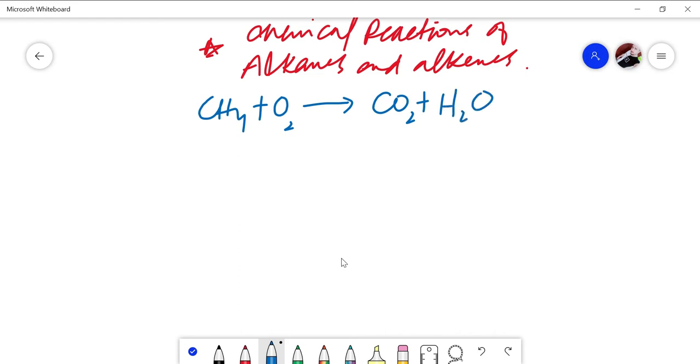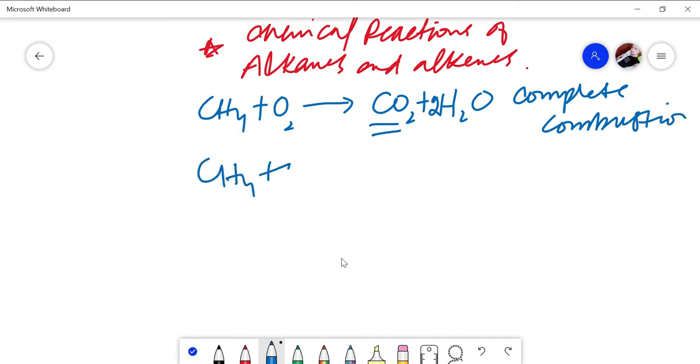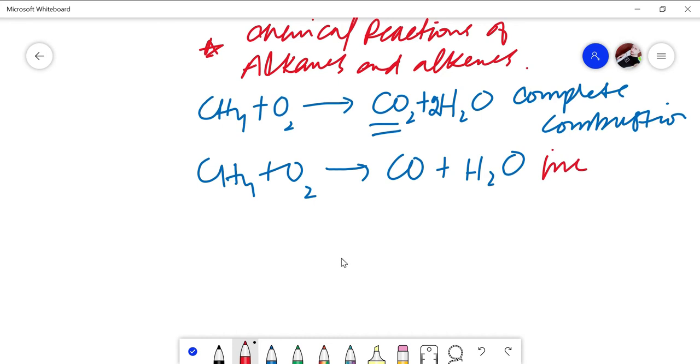We need to balance this equation. So 2 times water. Carbon and oxygen both are balanced. You can see here carbon dioxide is produced, so this is a complete combustion. The same if I take and it generates carbon monoxide and water, then this is the incomplete. You need to balance the equation for this also.